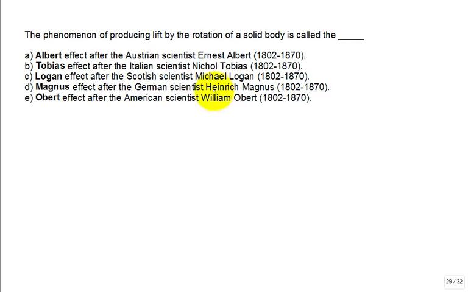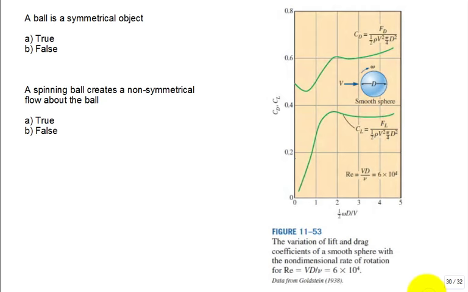And the German scientist Heinrich Magnus, what did he discover? Well, he discovered that a ball, a symmetrical object, if it's rotating, you can change both the lift as well as the drag. First of all, if it's not rotating, if it's a symmetrical object, it isn't going to have any lift. But you put spin on it, and now it has lift. And so that lift is going to make it go in a different direction. Quick question: is a ball a symmetric object? Yes, it is. True or false: a spinning ball creates a non-symmetrical flow about the ball? True. And that's what gives it the lift.